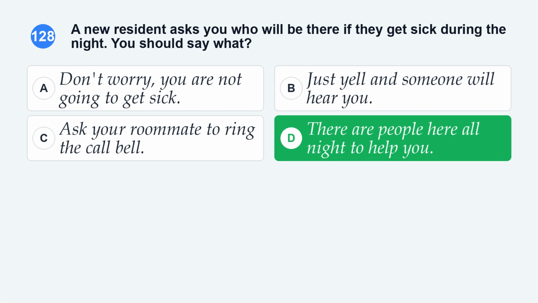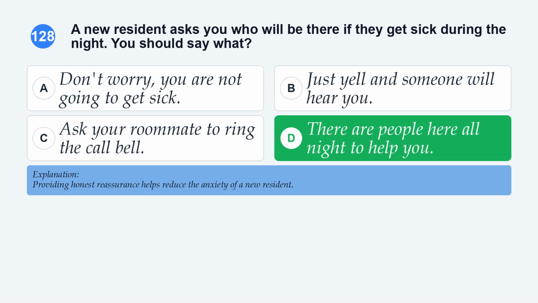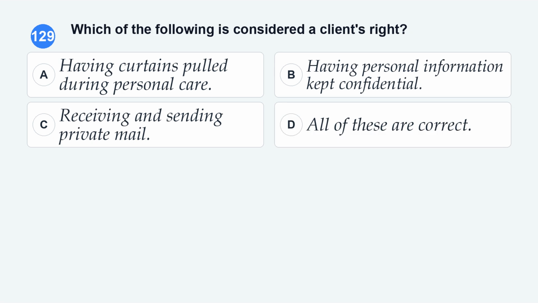The correct answer is option D. There are people here all night to help you. Explanation. Providing honest reassurance helps reduce the anxiety of a new resident. Question 129. Which of the following is considered a client's right? Option A. Having curtains pulled during personal care. Option B. Having personal information kept confidential.